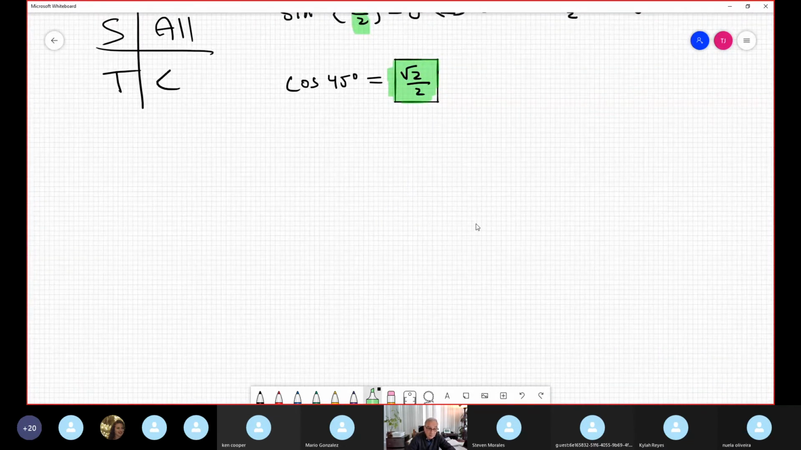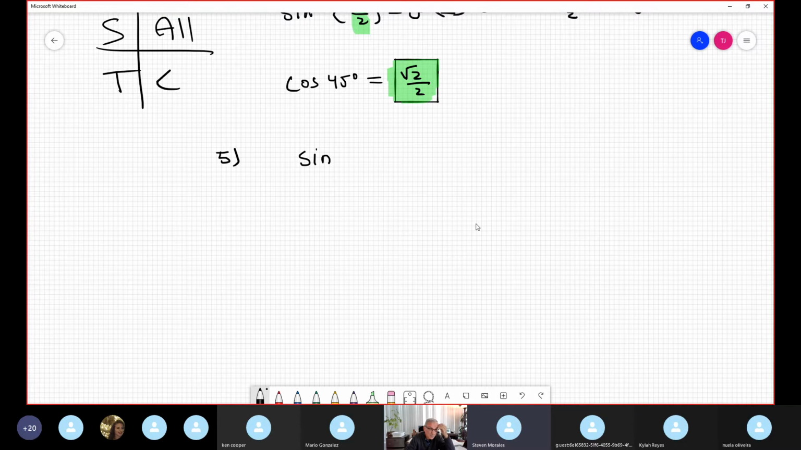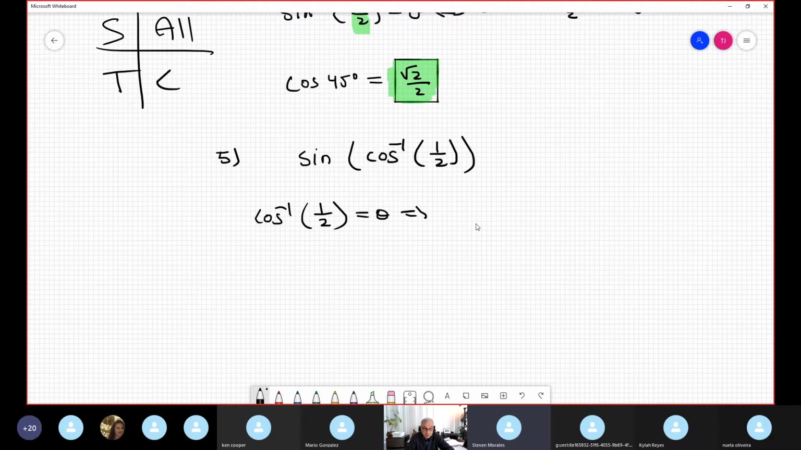Okay, number 5. Looks complicated. Weird. Sine of cosine inverse of 1/2. Okay, let's try. You always start with the innermost function, in this case the trigonometric inverse. And cosine inverse of 1/2 is theta, ese angle.